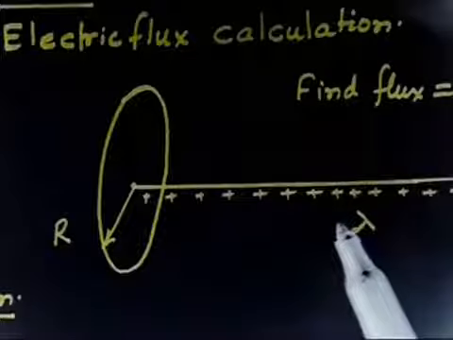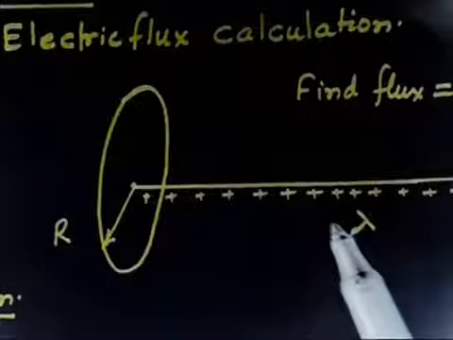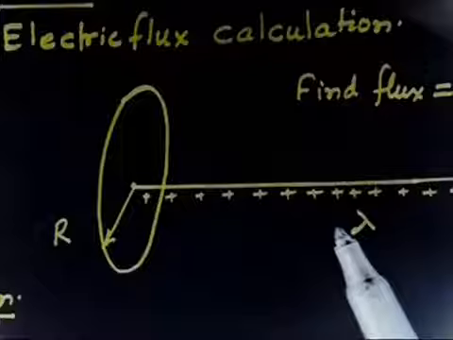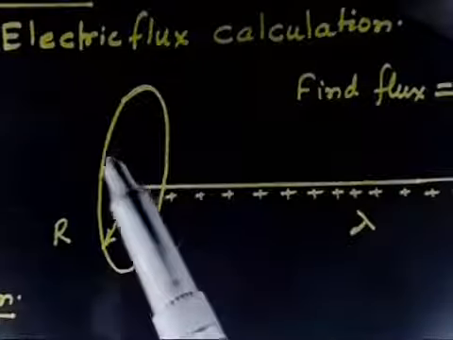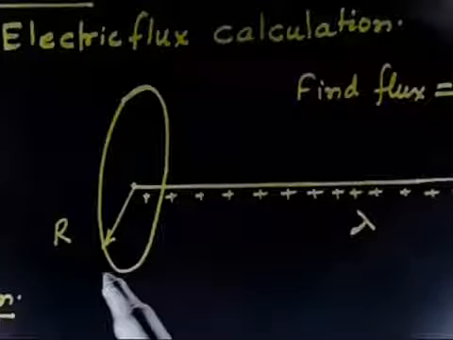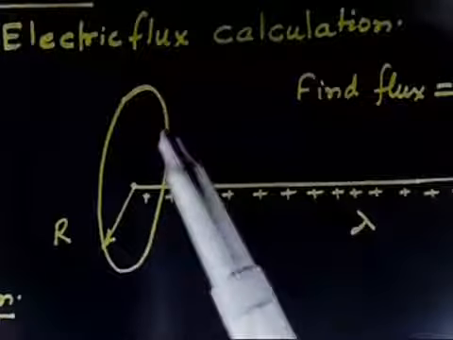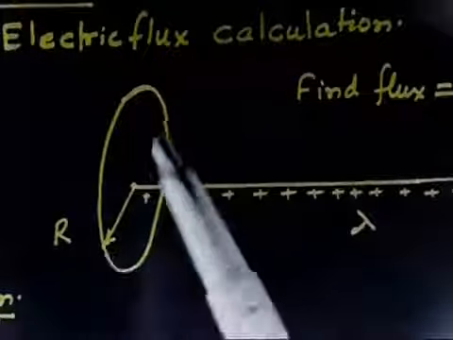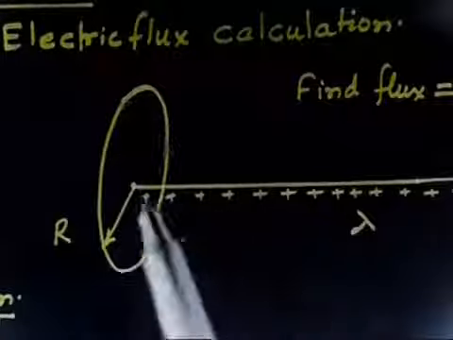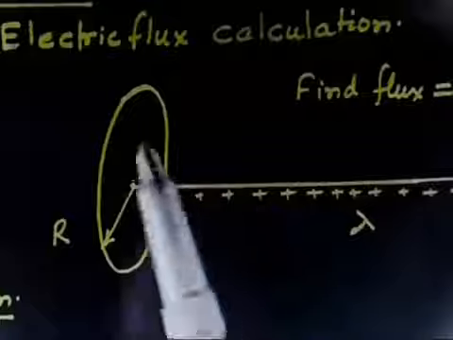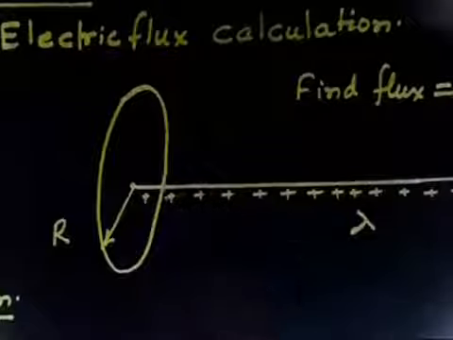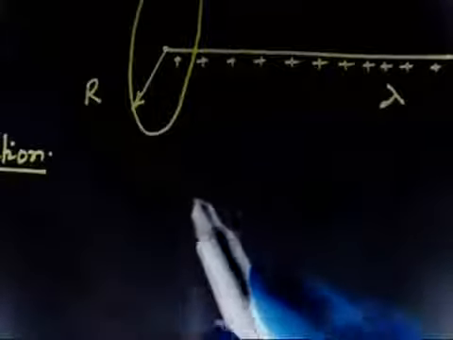Find the flux that passes through the cross-sectional area of the circle. So what is the flux that passes through this cross-sectional circle? You see, these are the charges. Each charge will have some flux that will flow. I can separate this problem into a small problem first, and then we'll do this one.